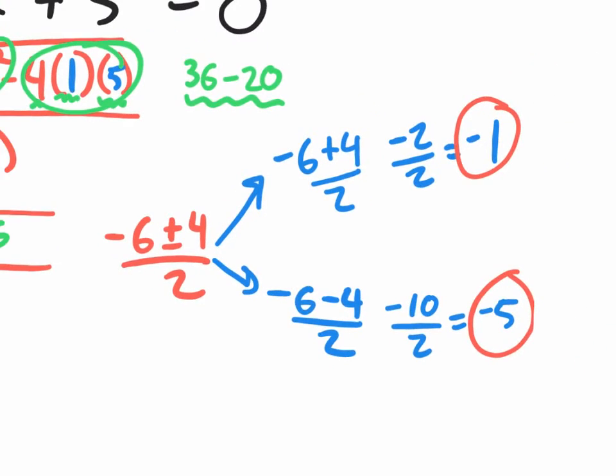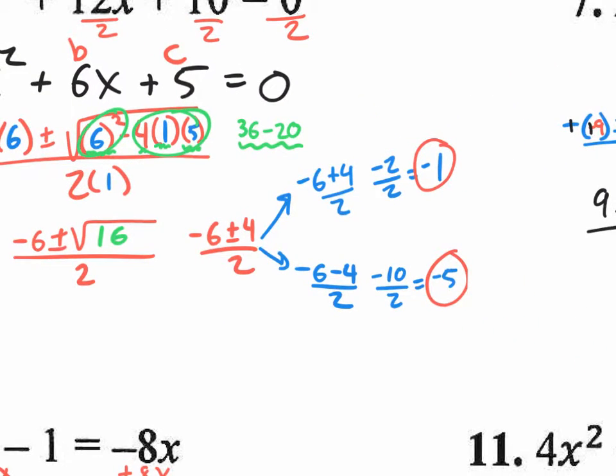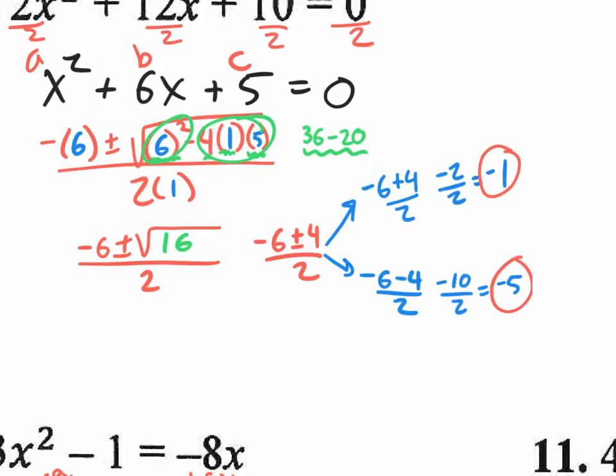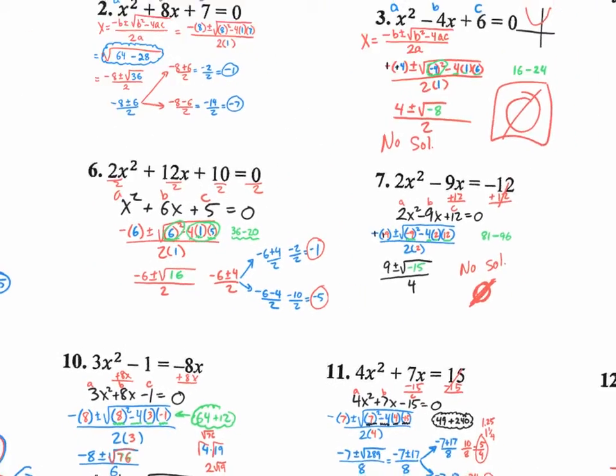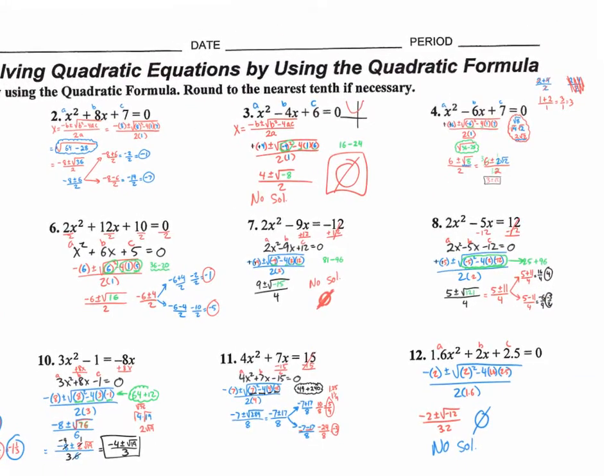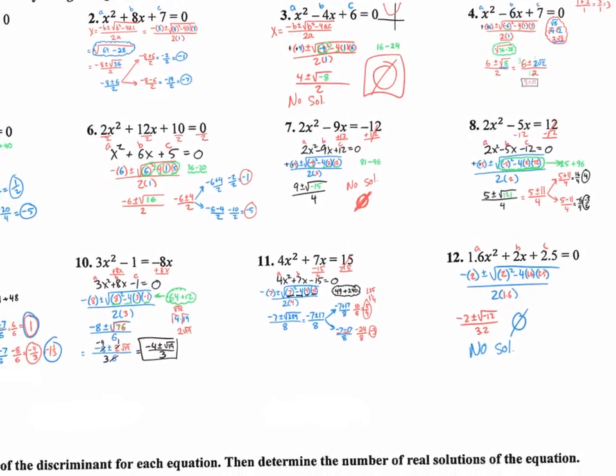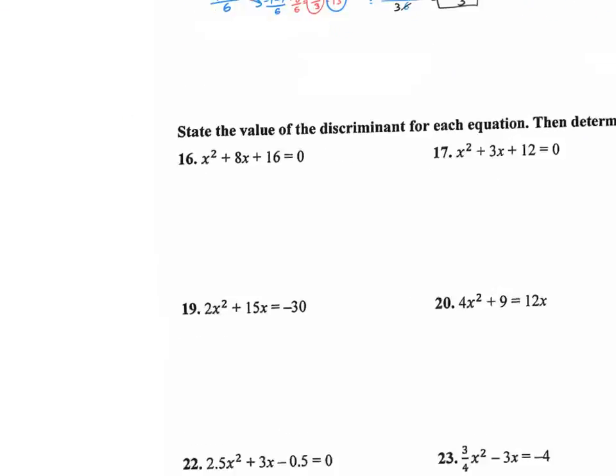So if your discriminant's negative, you end up with no real answers. If it's any number that's positive, you end up with two answers. If your discriminant is 0, you're only going to end up with one answer, because it doesn't matter if you add or subtract 0, you still get only one answer.